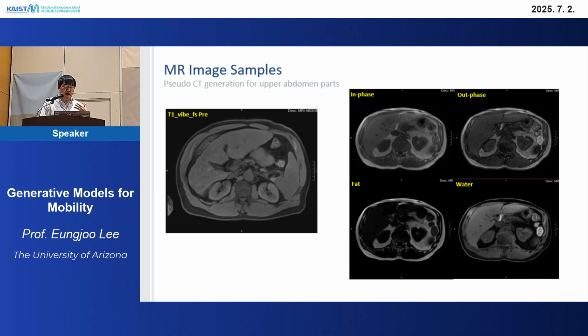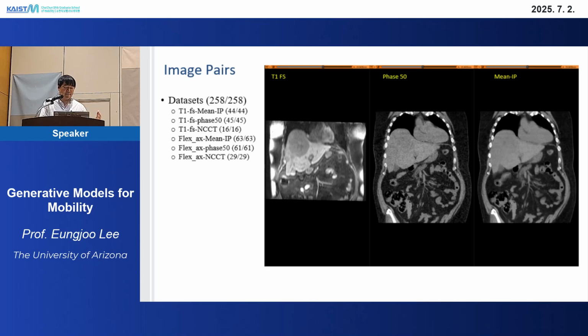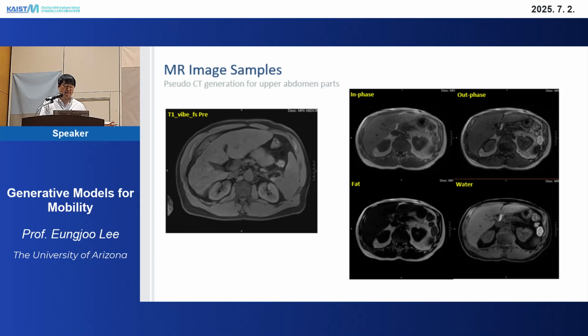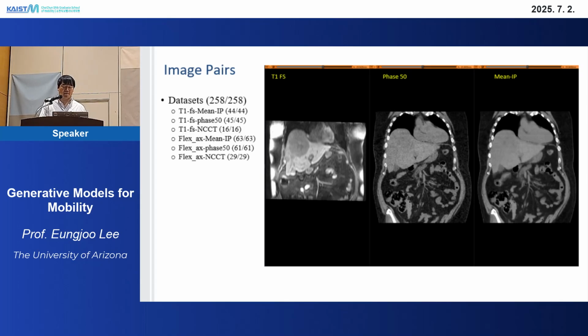So I received MR images with different sequences, and I also received the corresponding CT images. As you can see, they have different image characteristics, and in CT images you can definitely see some hard tissue like the bone area.